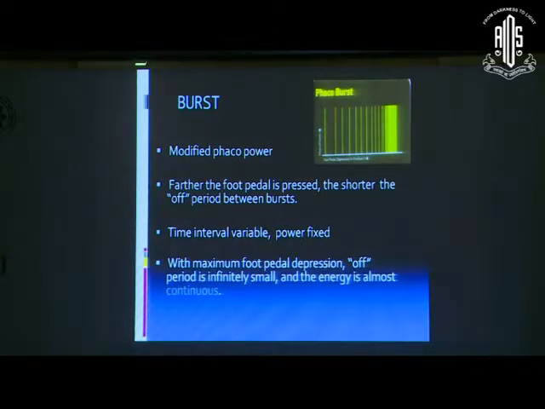So, this is the changing of duty cycle. And what is the burst mode? Burst mode is as you start pressing your foot switch, it initially functions as a pulse. But as you go on pressing it, the off time reduces, on times becomes more. So that when you have finally pressed it totally down, the off time is absolutely absent and it becomes a continuous mode.